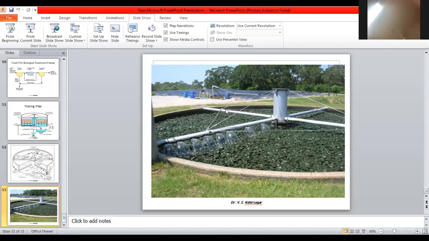Depth of bed, next point. These are nothing but the design parameters. You should remember, underline. Depth of bed varies between 0.9 to 2.5 meter, with an average of 1.8 meter.